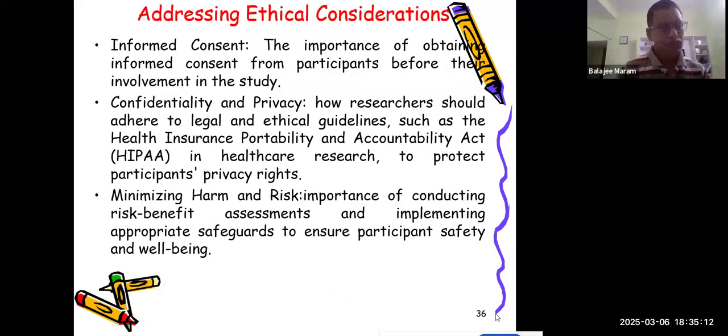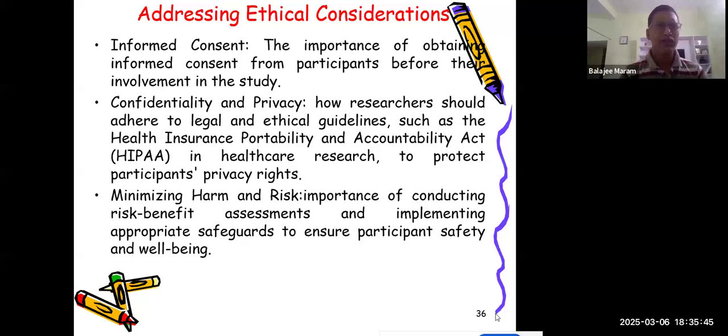Next. Addressing ethical considerations means informed consent: the importance of obtaining informed consent from participants before their involvement in the study. Suppose some researcher has already collected some information and now we are continuing. Definitely, we should take the consent from the earlier researcher and take the permission on paper, and we can continue with the same data collection work. Is it okay? Like that, confidentiality and privacy.